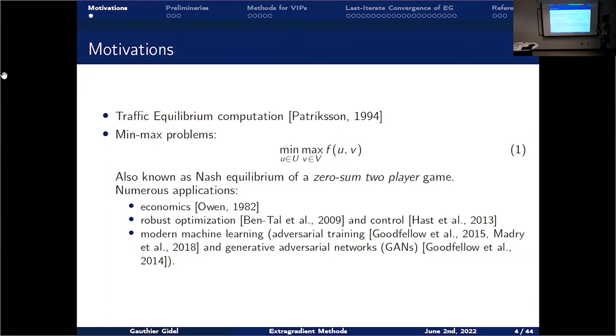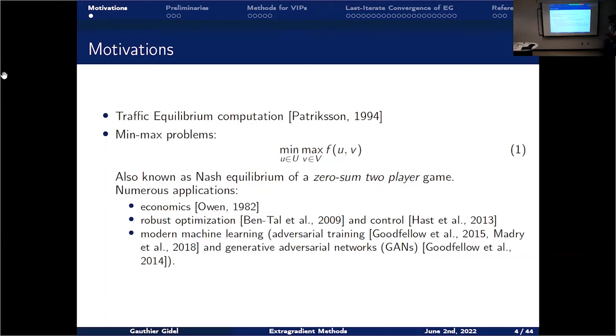And you also have min-max problems. It was originally motivated by economics. Min-max is basically the Nash equilibrium of a zero-sum two-player game. It was really big during the 60s to 80s, when there was a lot of application in economics, and more recently it got back to the spotlight because of modern machine learning applications.